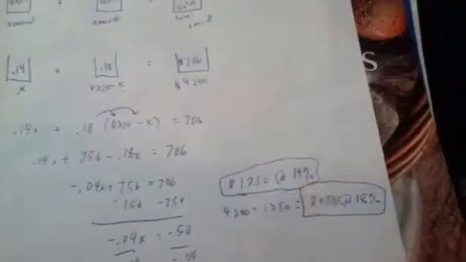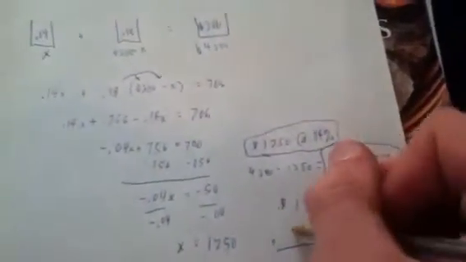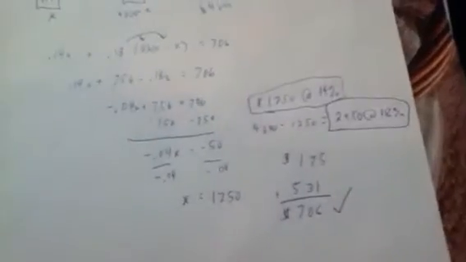And now that we're all set and all done, we can go back and check it. We can multiply 1250 times 0.14, and that gives us $175. And then we multiply 2950 times 18%. That gives us $531. That adds up to the $706 in interest that he paid.